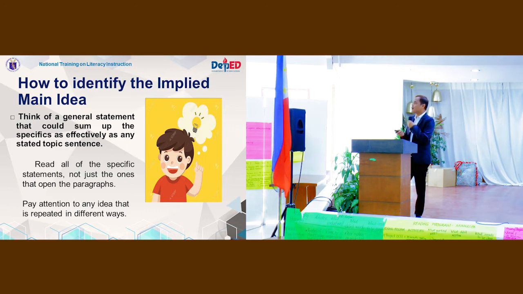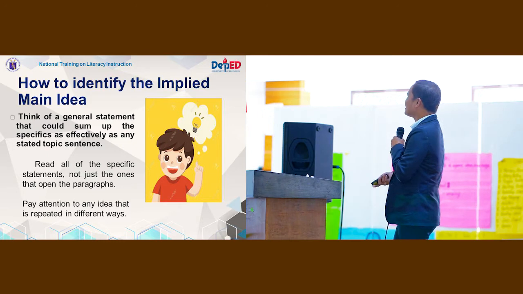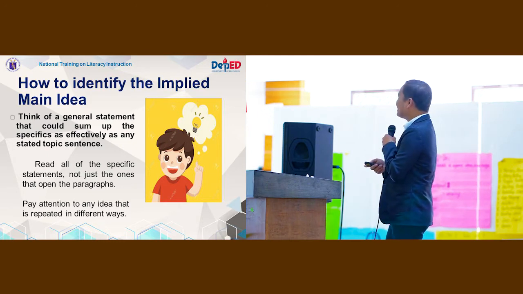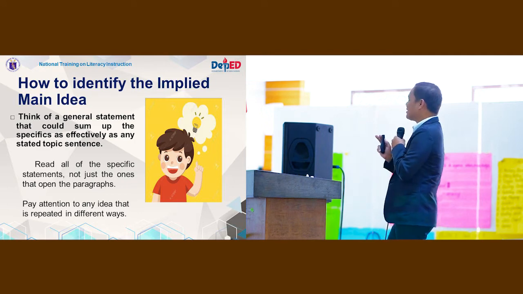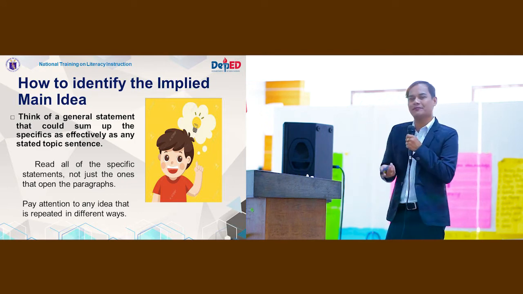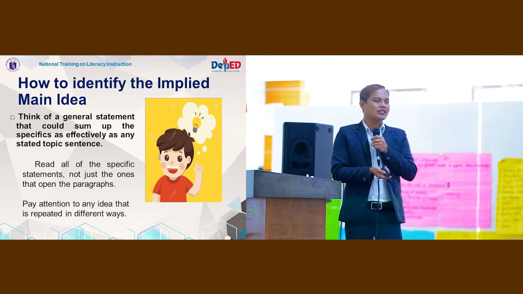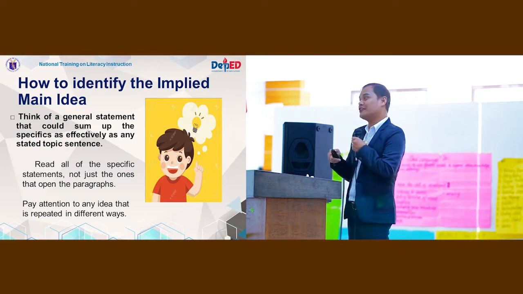First, think of a general statement that could sum up the specifics as effectively as any stated topic sentence. Go back to reading all the specific statements, not just the one that opens the paragraph, and pay attention to any idea that is repeated in different ways. So why do I always keep saying that? Because the text will always repeat on a certain topic because it's what the author wants us to convey.